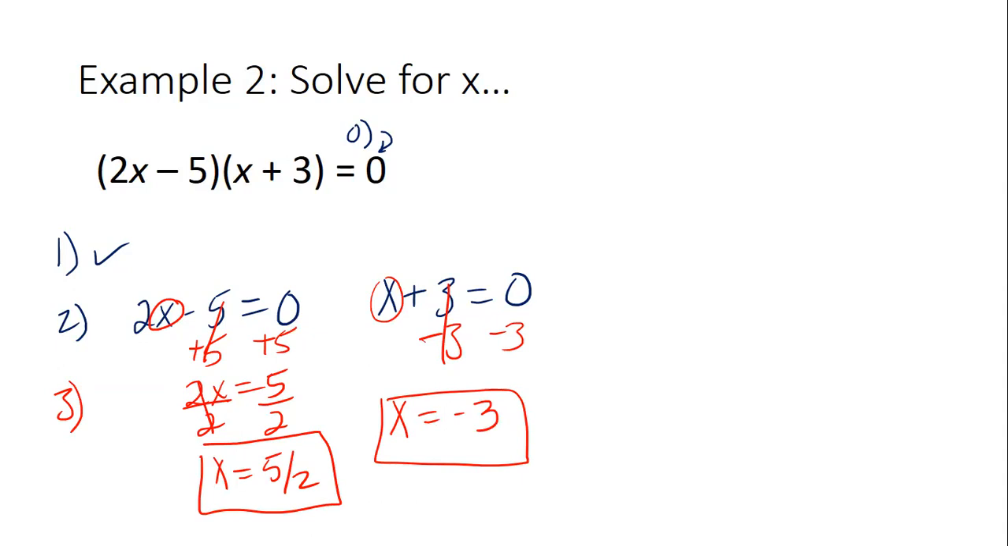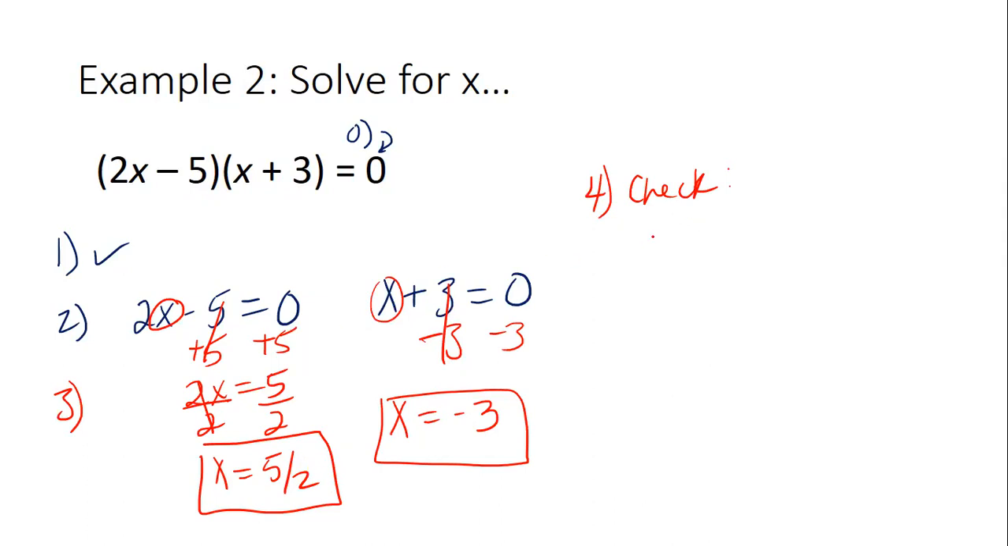If I wasn't confident in my answer, what should I do? Check. I can do it out loud. So if I plug in -3, -3 plus 3 is 0, and it makes this whole thing equal to 0. That checks out. 5 halves: a lot of times with fractions, you guys think, ooh, something's not right. Fractions are your friends and they do what they need to do.